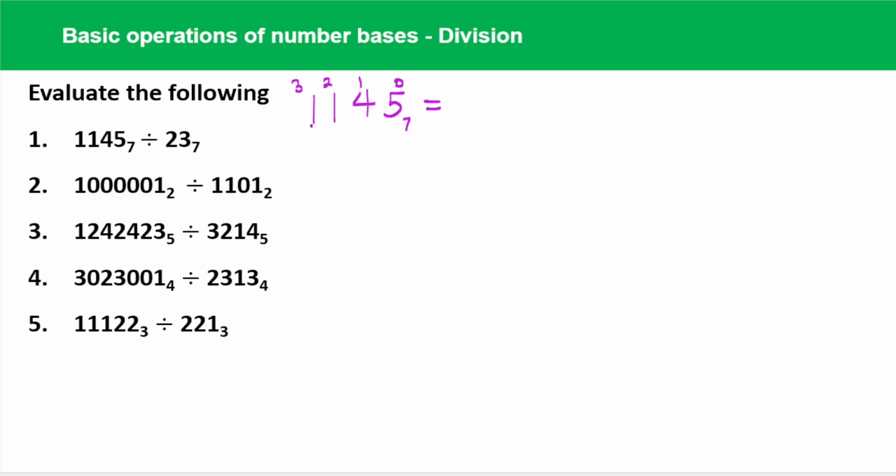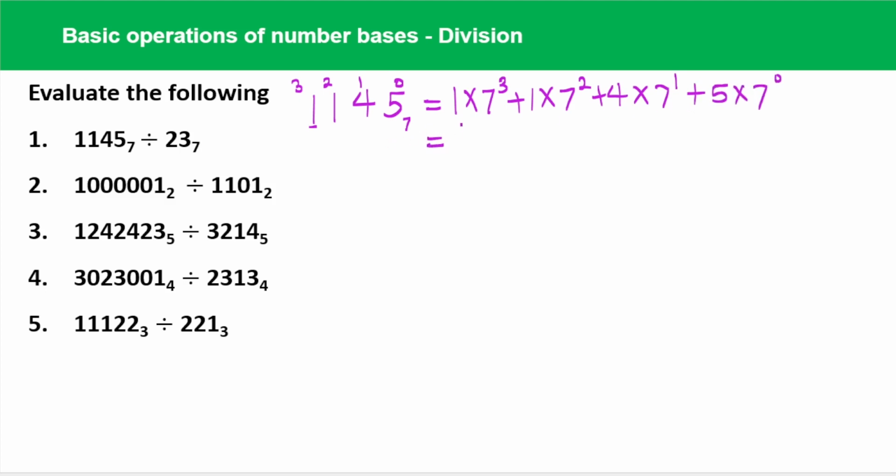The next step will be to use each digit that makes up these numbers, multiply the base raised to the power assigned to the digit. Therefore, this will be 1 times 7 to the power of 3, plus 1 times 7 to the power of 2, plus 4 times 7 to the power of 1, plus 5 times 7 to the power of 0.